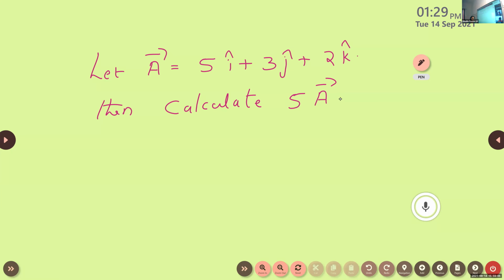Vector A dot vector B is equal to AB cos theta. This AB cos theta is a scalar quantity. It doesn't possess any direction. It only possesses the magnitude. That is why we call this dot product a scalar product.